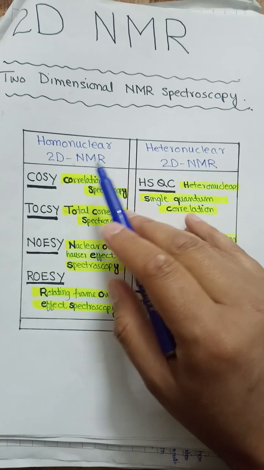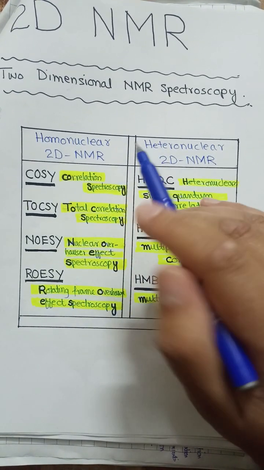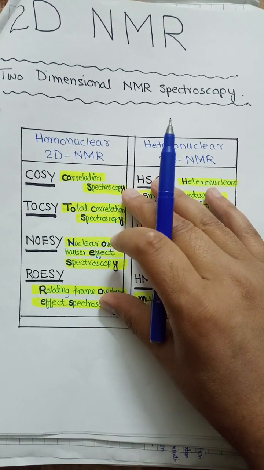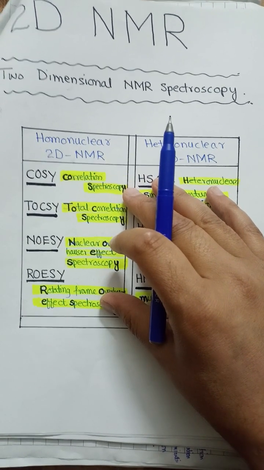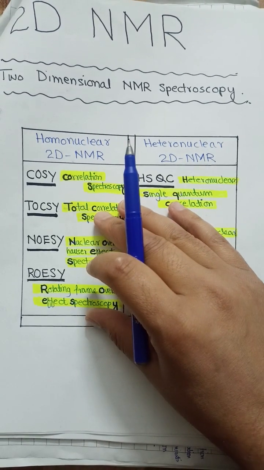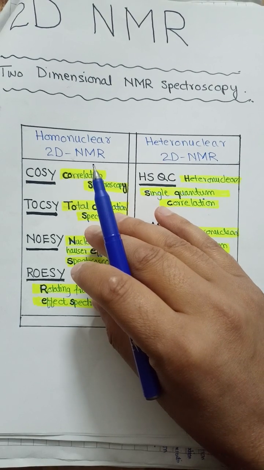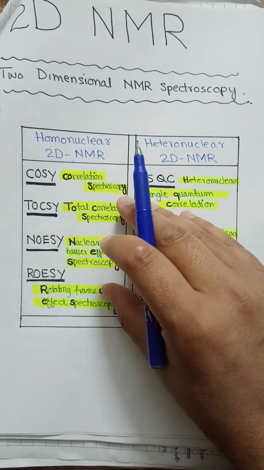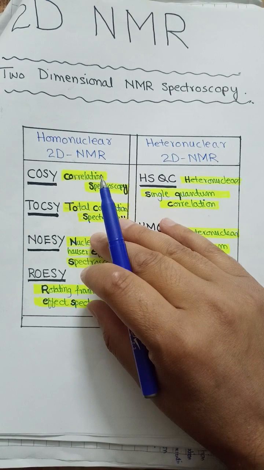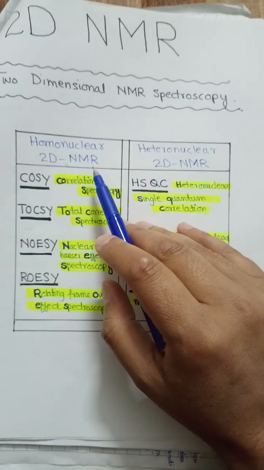For homonuclear 2D-NMR, it means that if we are going to study only proton NMR, or we are going to study the effect of proton on proton, that is proton-proton coupling, then we will study homonuclear 2D NMR.